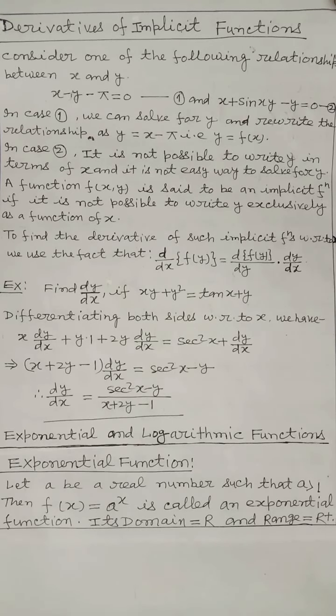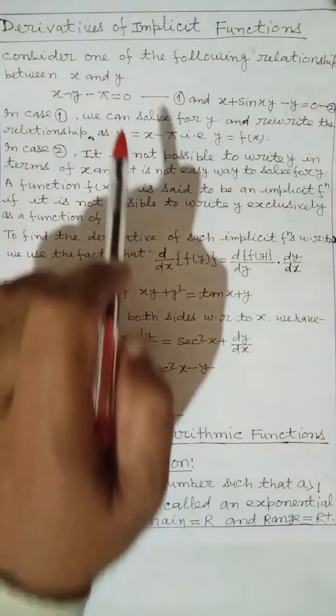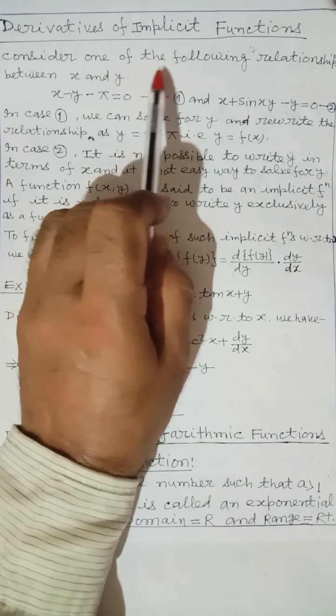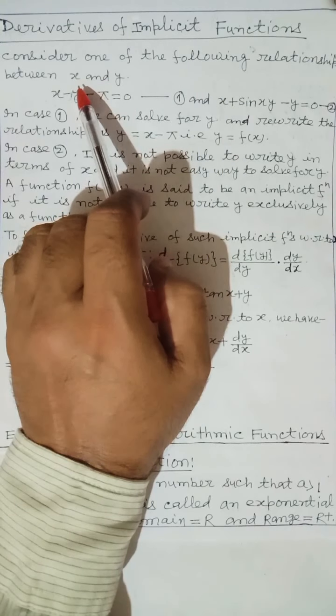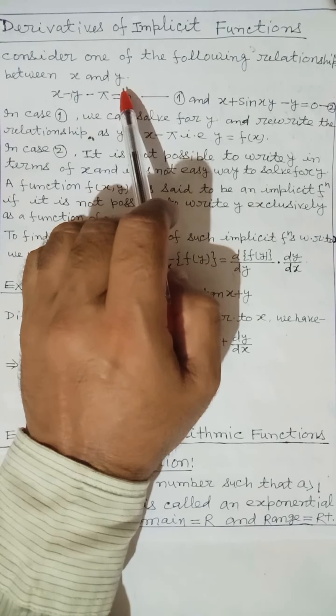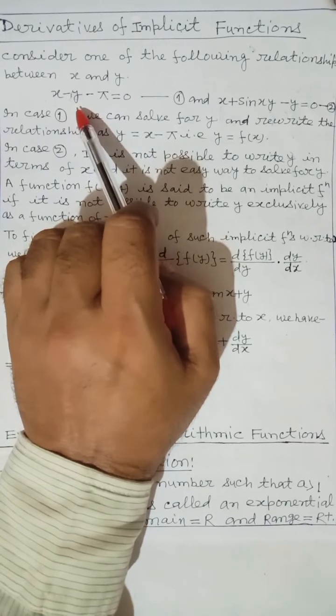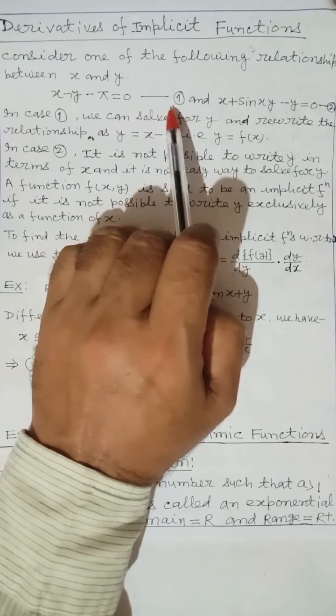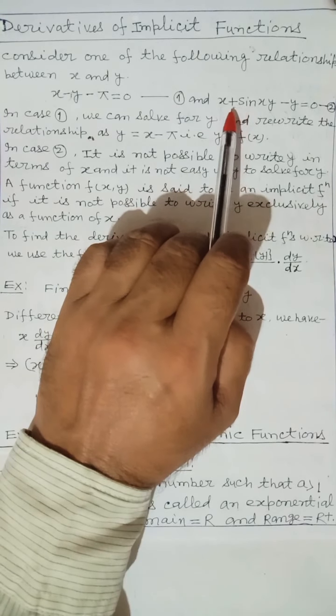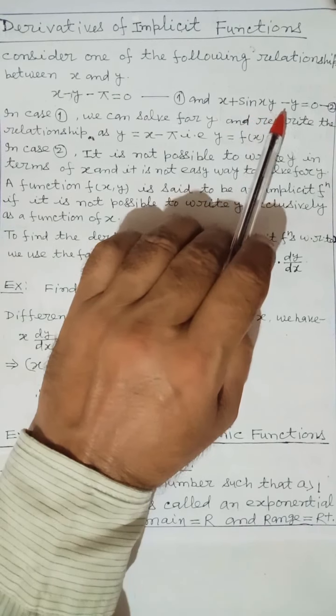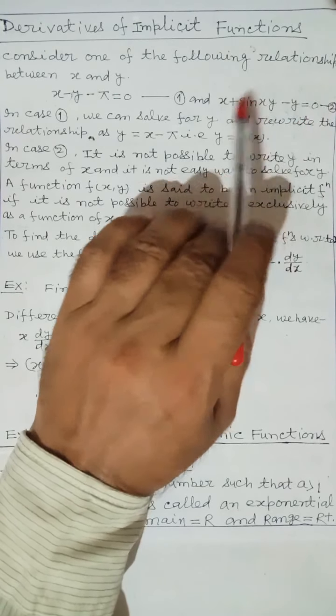But it is not necessary that functions are always expressed in this form. For example, consider one of the following relationships between x and y. First, x minus y minus pi equal to 0, and second, x plus sin xy minus y equal to 0.